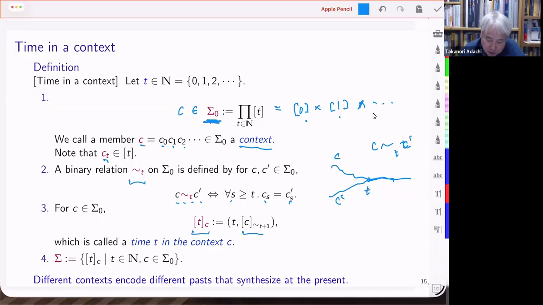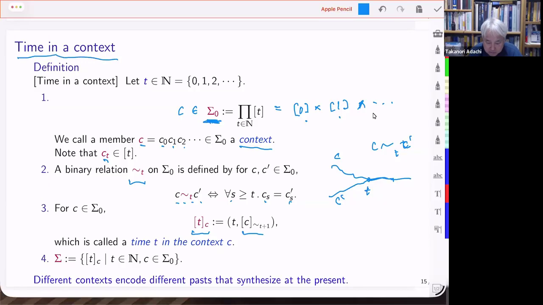So we can think of the quotient, or the equivalence class of C, and using that we define a new notation, t bracket sub C. We call this time t in the context C. It's close to t, but with context. It is a pair of the time and the context, but it's a quotient, the equivalence class of the context. Then we define a set sigma.